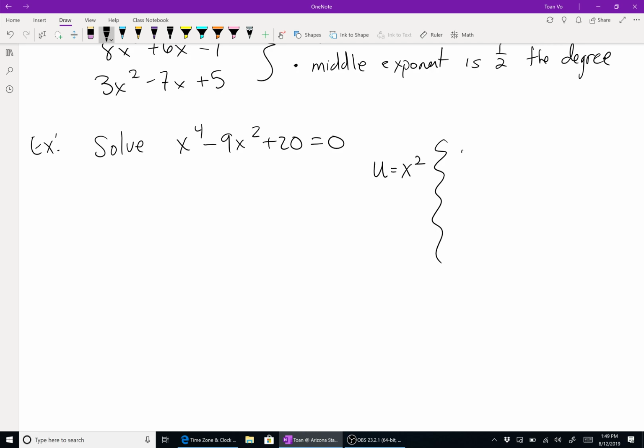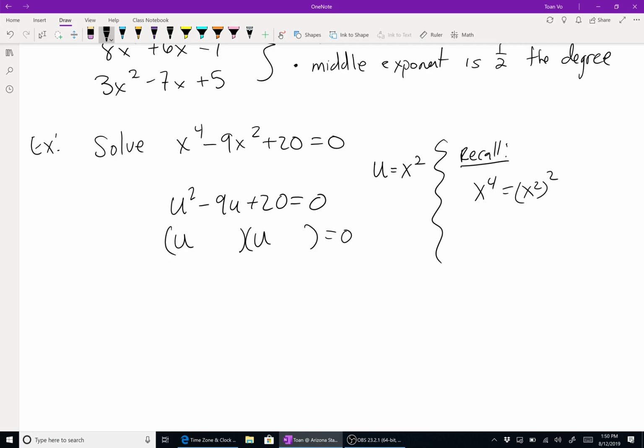How does that help us? Well, recall that x to the fourth is just x squared squared. So it's just u squared. So I can rewrite this problem as u squared minus 9u plus 20 equals 0. Now, what was once a difficult problem, a quartic equation, is now a relatively simple quadratic equation. Solve it by factoring, by completing the square, or by the quadratic formula. All those methods will work with this guy. Fortunately, I picked an example that was factorable: (u minus 4)(u minus 5). So u equals 4, u equals 5.